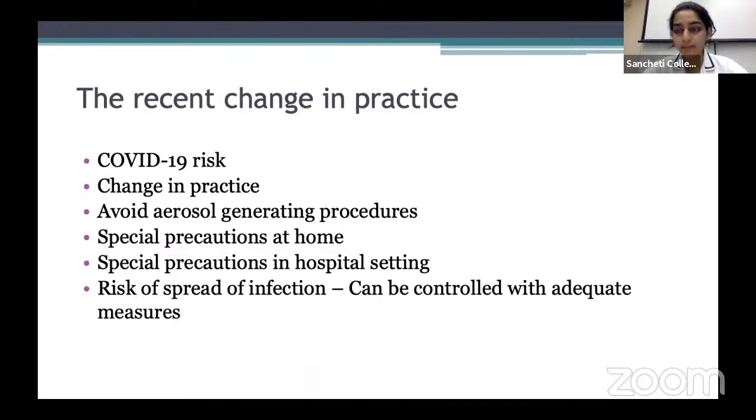Dispose of the equipment after it has been used, and preferably, or rather strictly, have equipment for specific patients. So if a particular patient is using a certain nebulizer device, keep it constant for that patient. Do not wash and reuse it for anyone else. Understand that, agreed, times are changing and a lot of precautions are to be taken. However, despite all of that, the risk of spread of infection can be controlled with adequate measures.